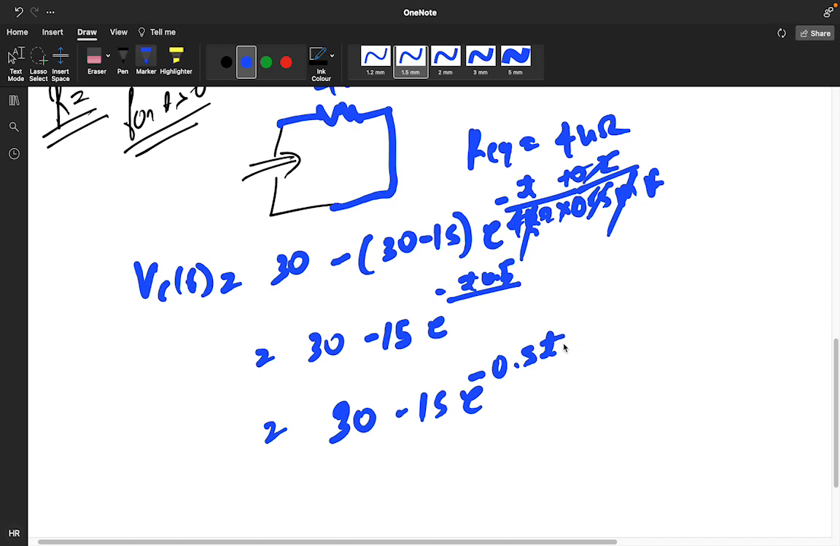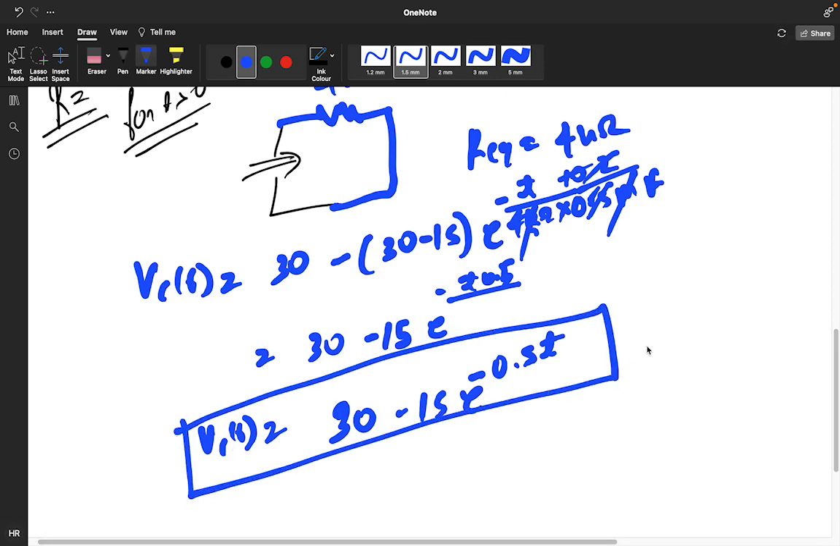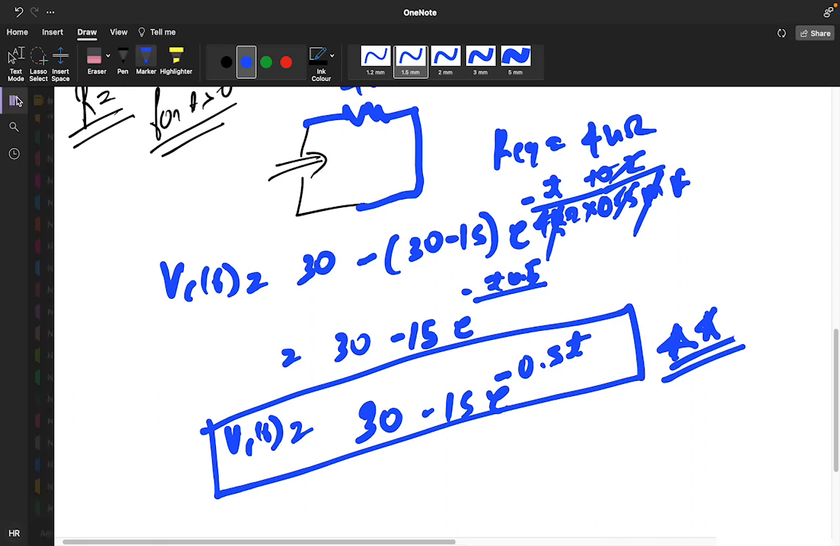Understood, Priyanka? Yes, sir. So VC of t value we are getting this. So this was the case, the main things we completed. Now we are moving to special cases.